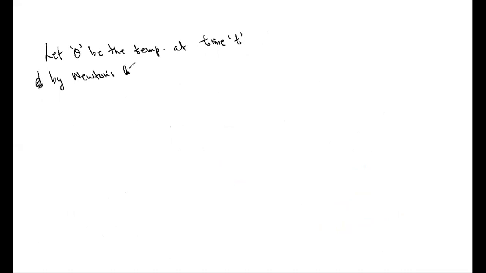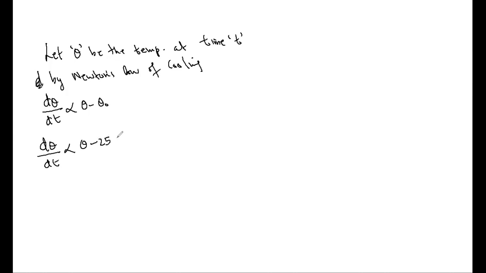So statement will be, let theta be the temperature at time t. So we define the variables theta and time. Then by Newton's law of cooling, d theta by dt is proportional to theta minus theta naught. So I can say d theta by dt is proportional to theta minus 25 degrees.